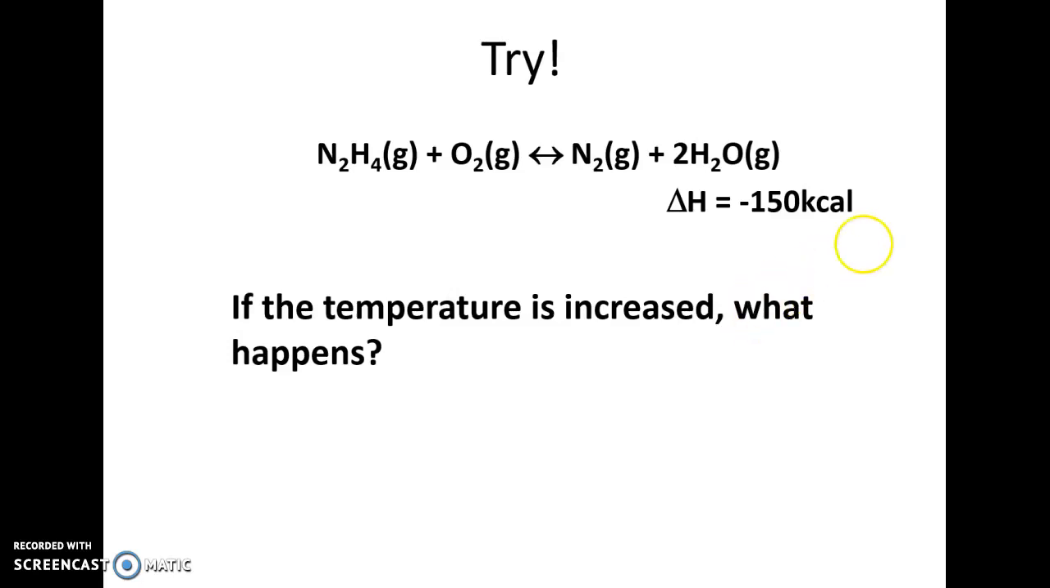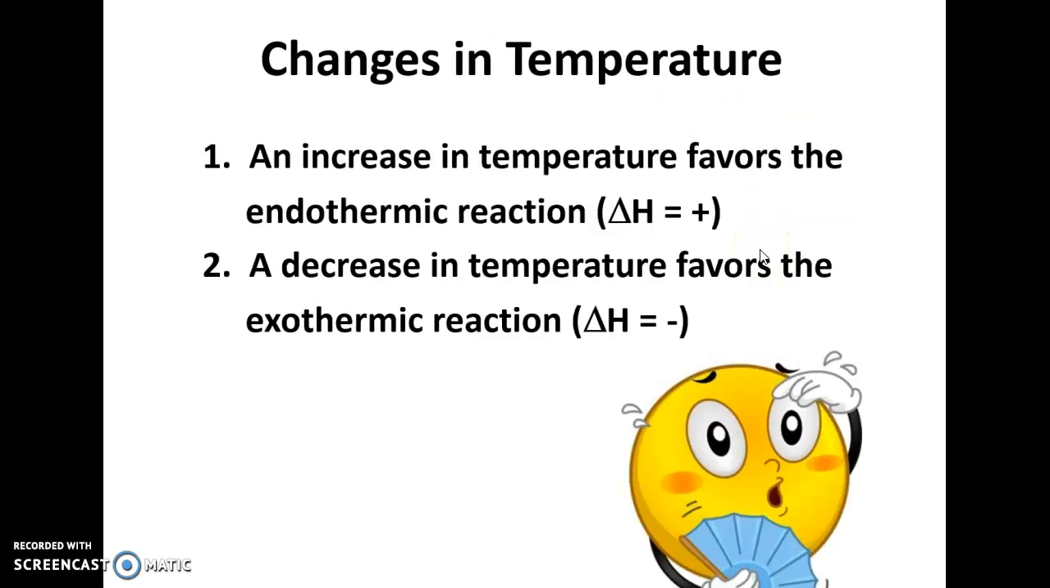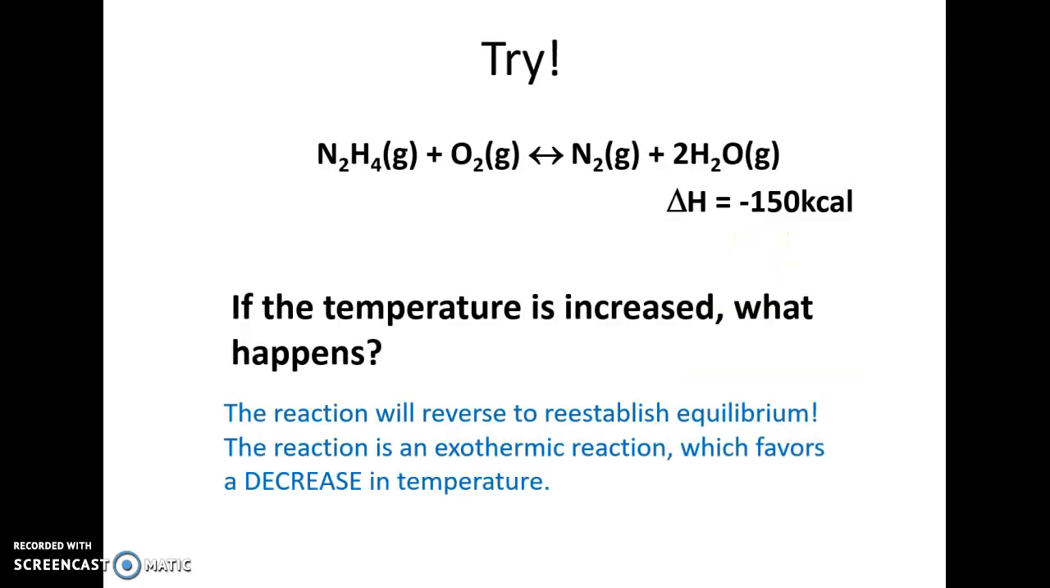So go ahead and make a prediction. Okay, so this is a negative delta H. That means it's an exothermic reaction. So if temperature is increased, like a teeter-totter effect, I have more heat on the product side because heat's a product in an exothermic reaction. It's going to shift the reaction to the left. It's going to reverse it to reestablish equilibrium. So again, the reaction is exothermic, which favors a decrease in temperature, not an increase.